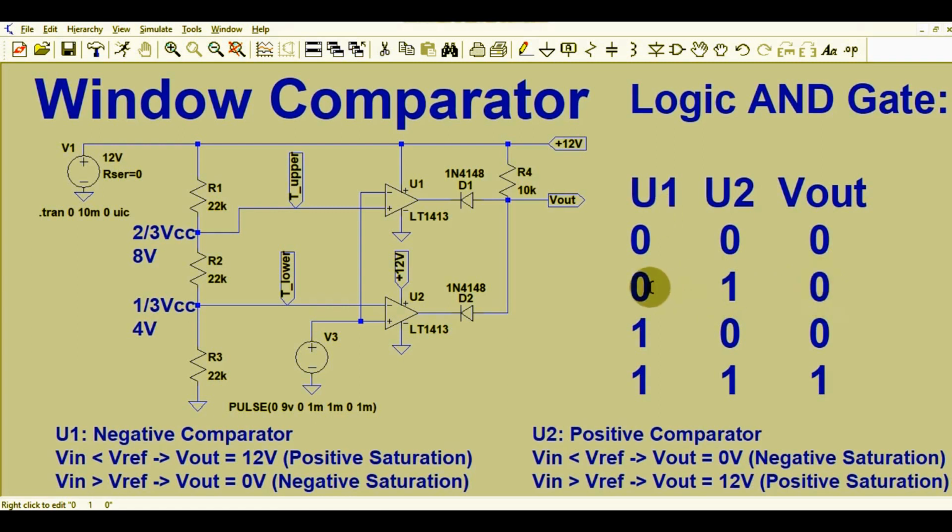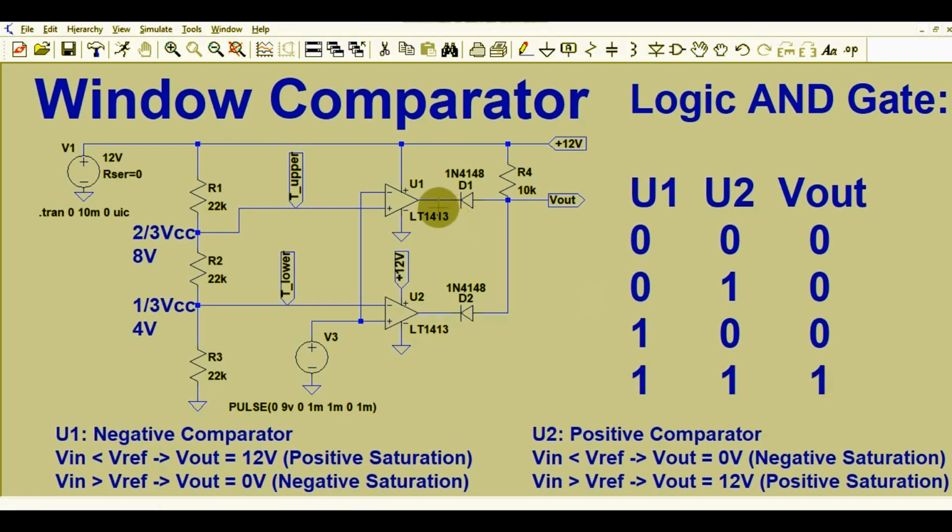So if U1 equals 0 and U2 equals 1, the output equals 0. If U1 equals 1 and U2 equals 0, the output equals 0. And the output equals 1 only if both U1 and U2 are 1. In that case only you will get output equals 1.